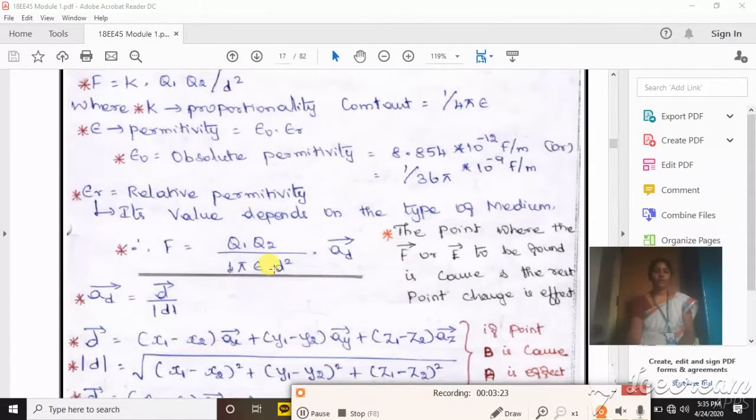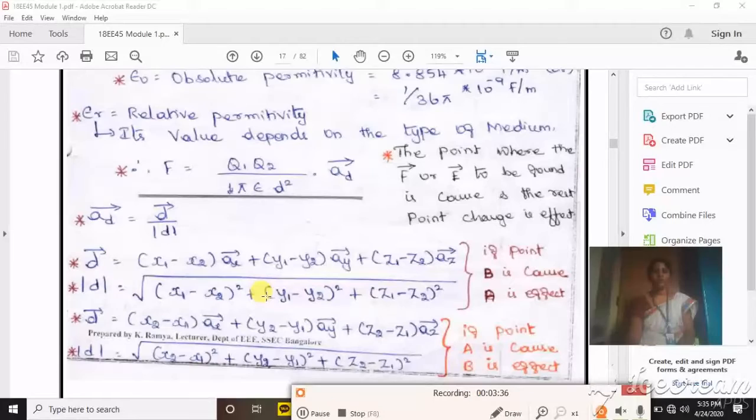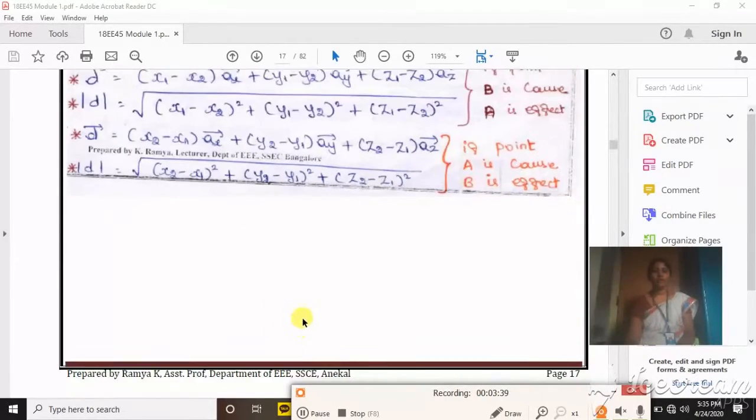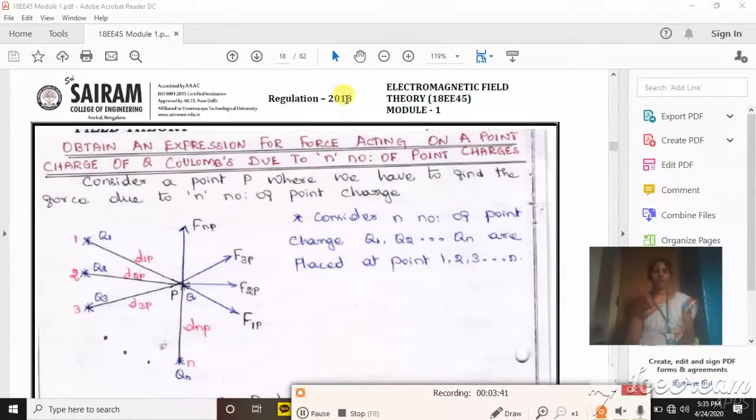Before identifying your distance vector, first we need to identify which is your cause and which is your effect. Same thing goes for your unit vector. Before identifying your unit vector, first we need to identify which is our cause and which is our effect. Based on that, we'll take one problem: obtain an expression for the force acting on a point charge of q coulombs due to n number of point charges. Here n number of point charges means q1, q2, q3, q4, q5, likewise we'll have n number of point charges.